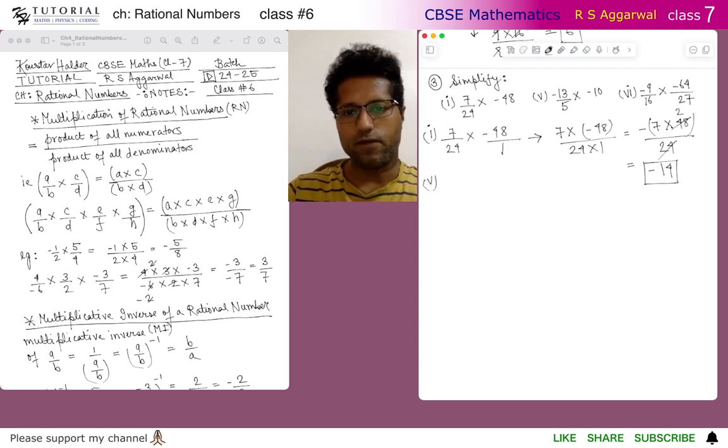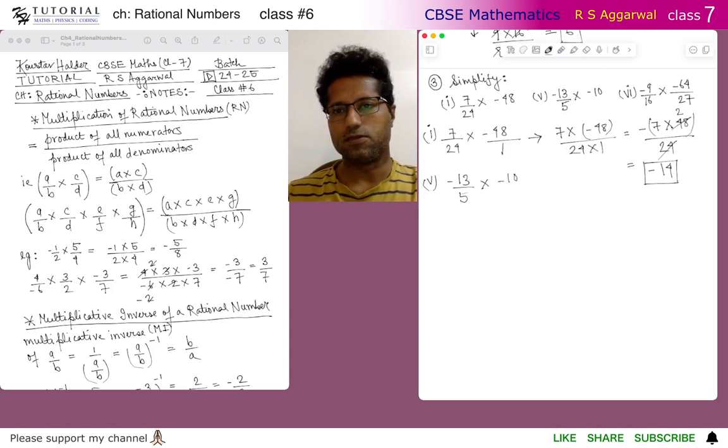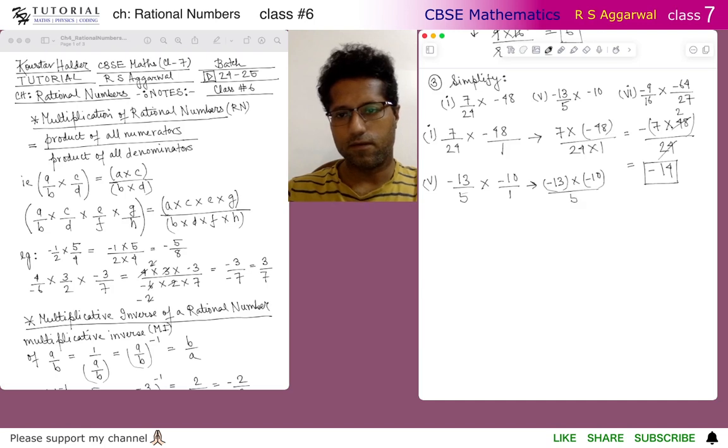Let's do 5. This is minus 13 by 5 multiplied by minus 10, and minus 10 we can write as minus 10 by 1. So this becomes minus 13 multiplied by minus 10 divided by 5, and this is 13 multiplied by 10 divided by 5, and after cancellation this becomes 26. 26 is the answer.